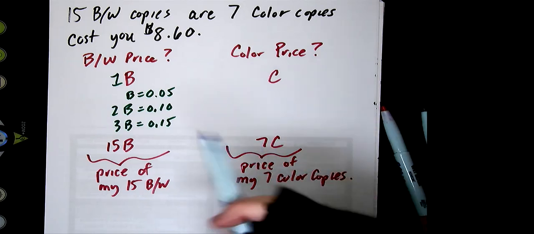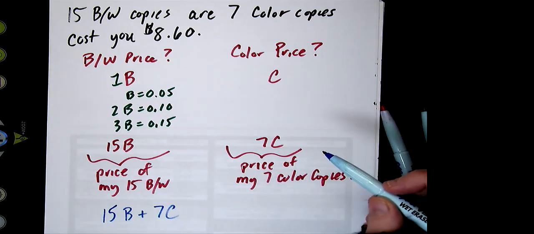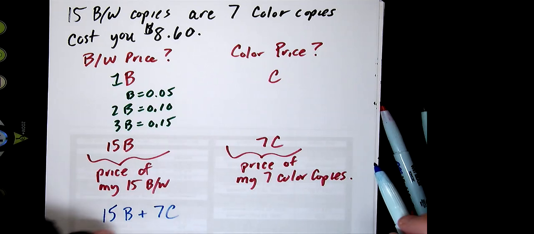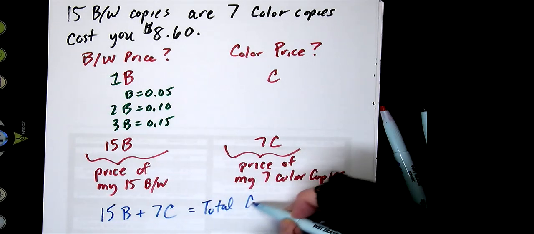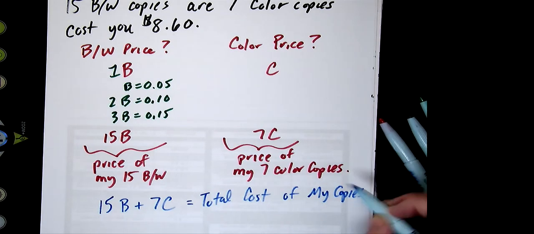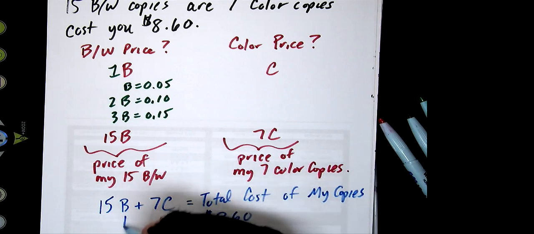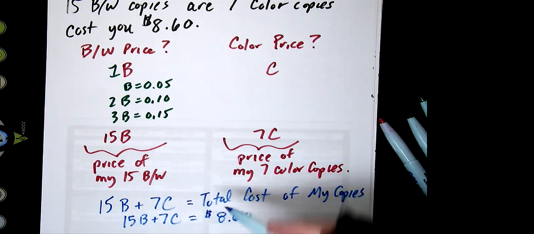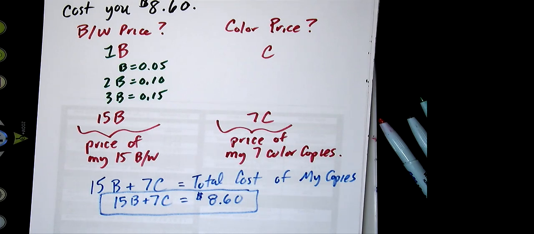If I add these together, I'm adding the price of what I paid for black and white and the price of what I paid for color. This should give me the total cost, right? Total cost of my copies, which in this case was $8.60. These are called mathematical models.